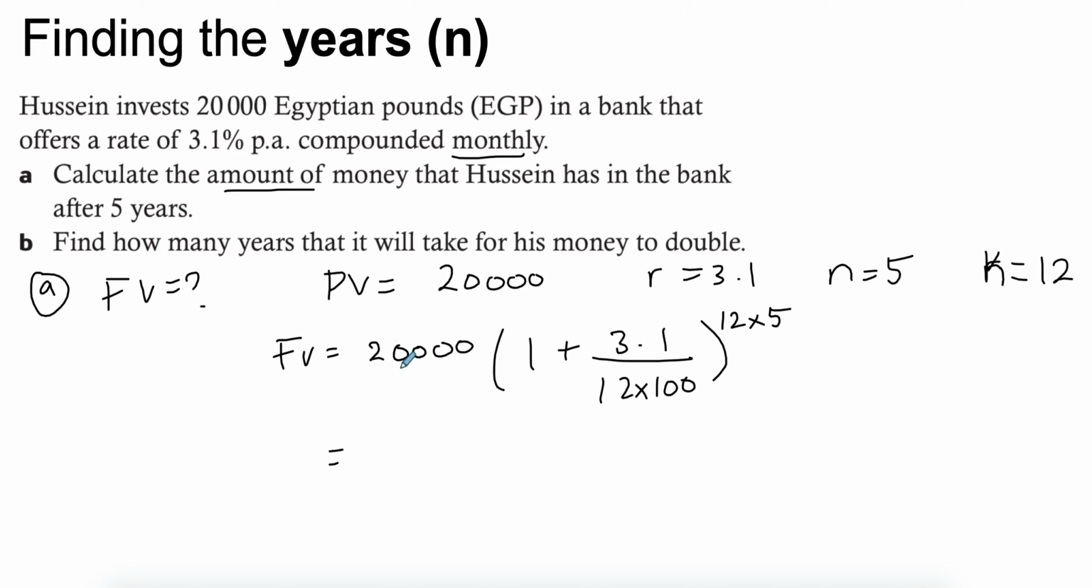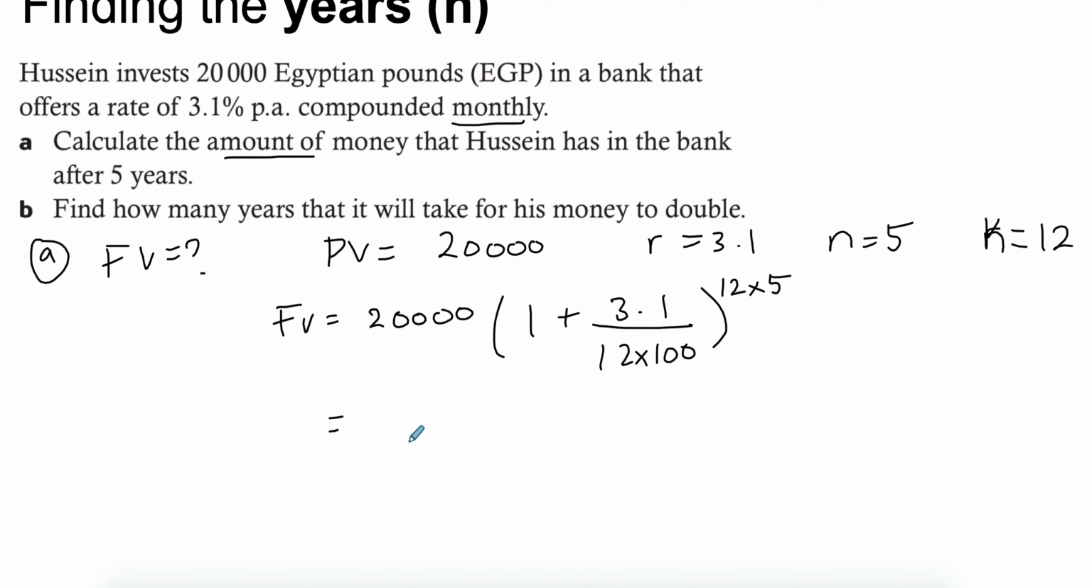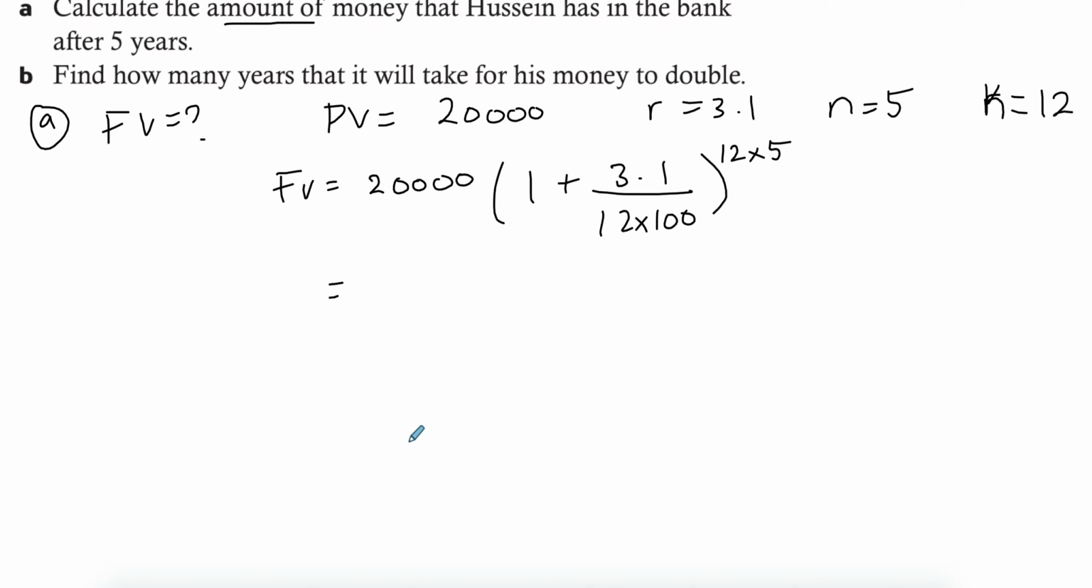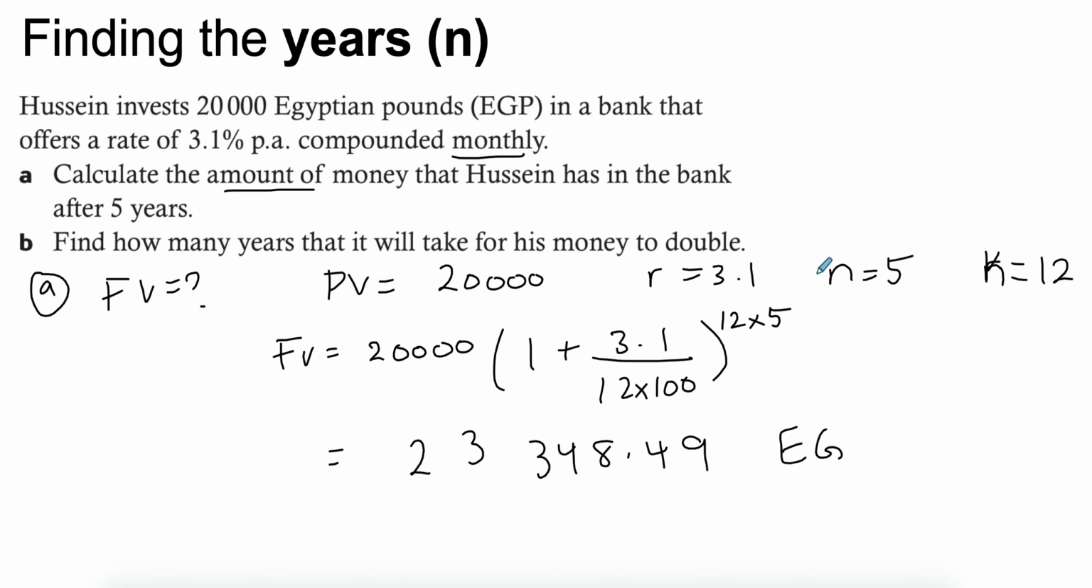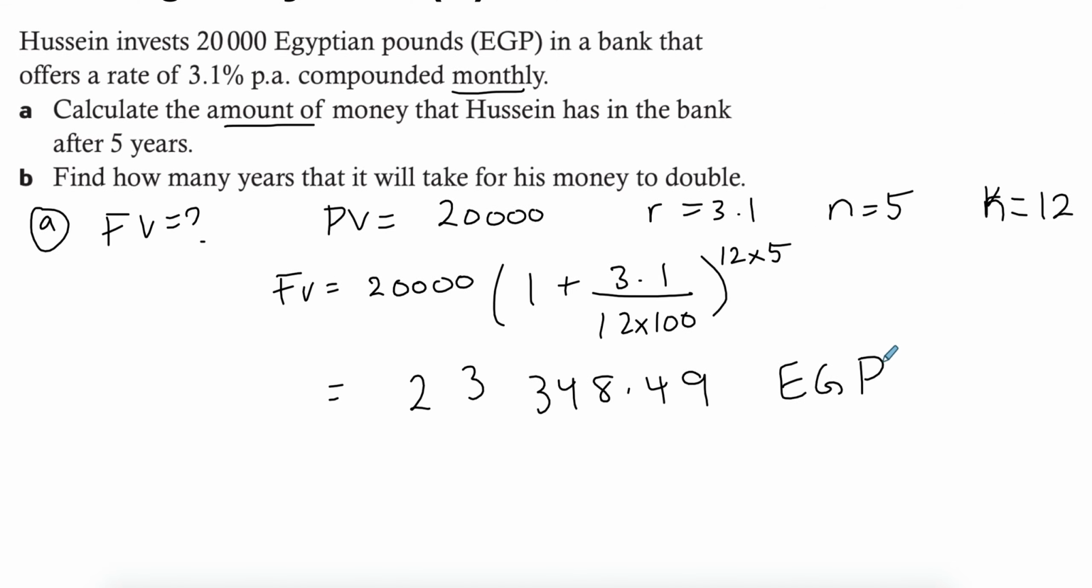And then remember in the end to multiply it by 20,000. So make sure you do all of these steps. You should get as a final answer 23,348.49 Egyptian pounds. So that's for part A.